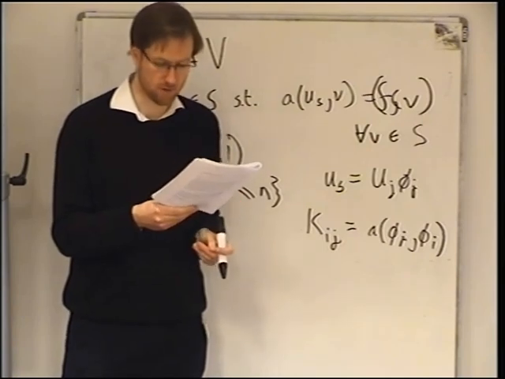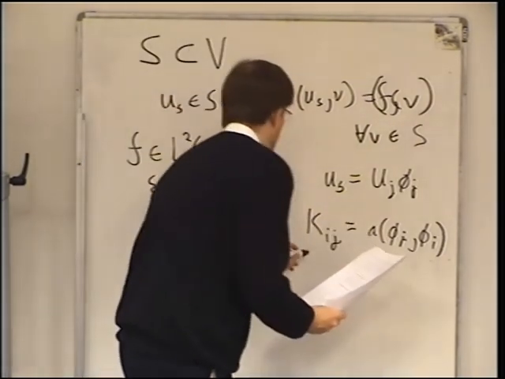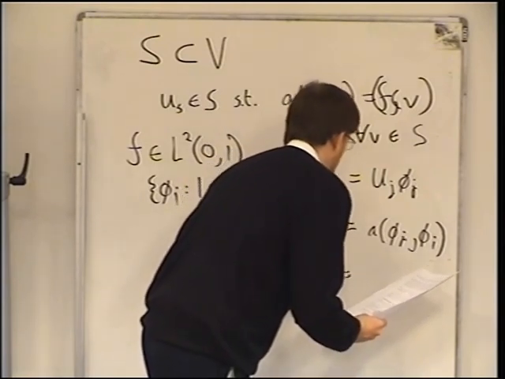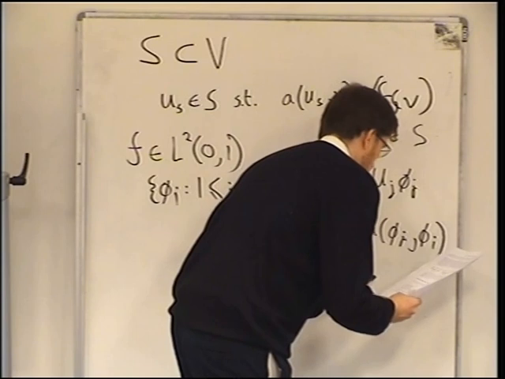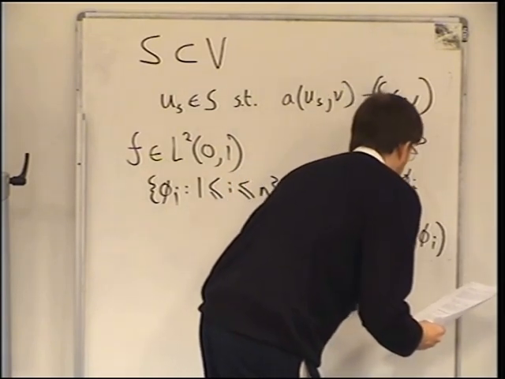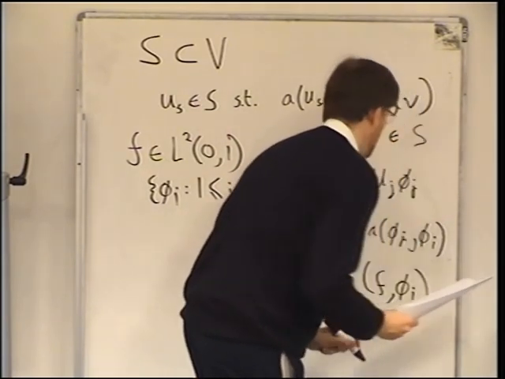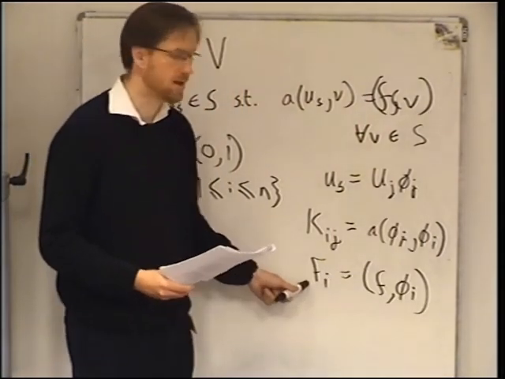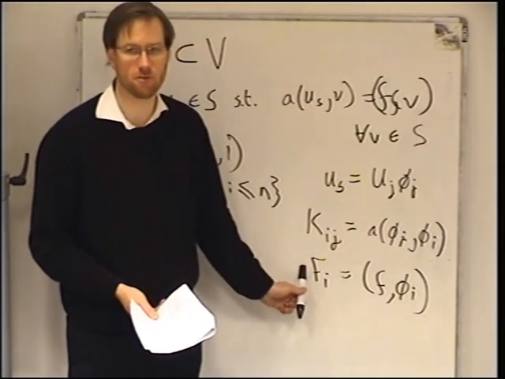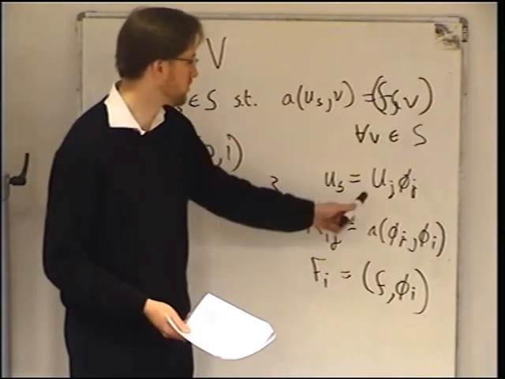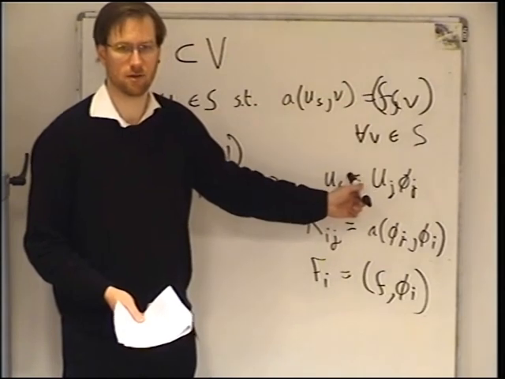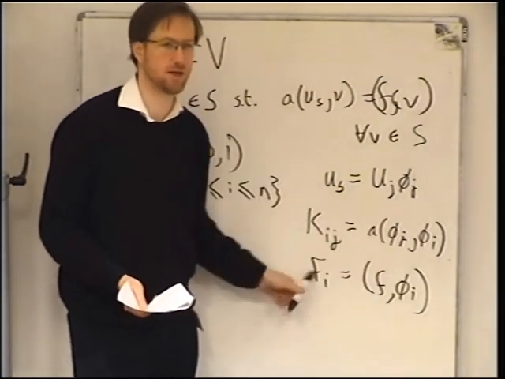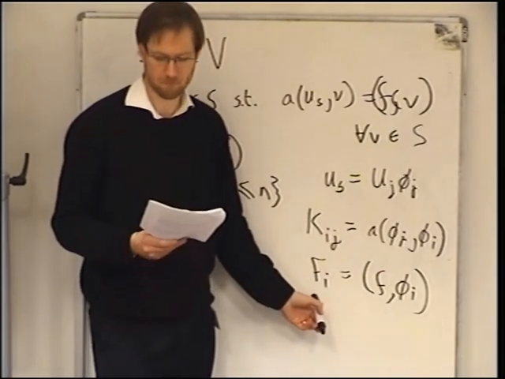And I'm going to do exactly the same thing to f. So I'm going to write f_i to be the inner product of f with phi_i. So now I have an n-long vector of f's, but this one I know, right? So I don't know the value of u, so this is a vector of unknowns, but I do know the value of f, so I can calculate what all the f_i's are.